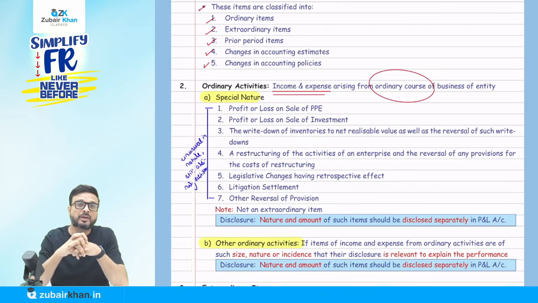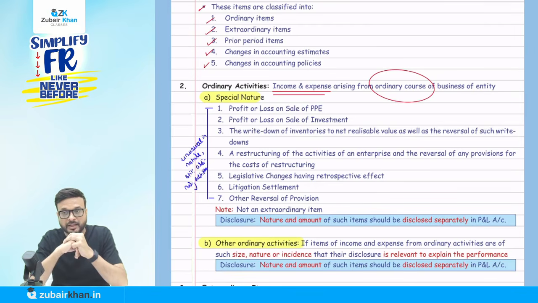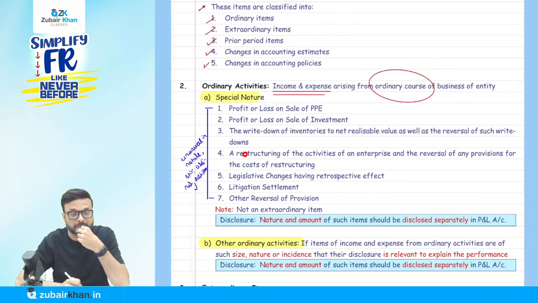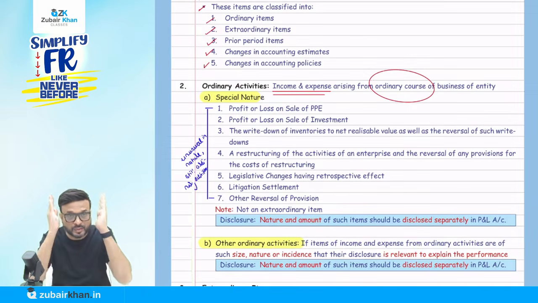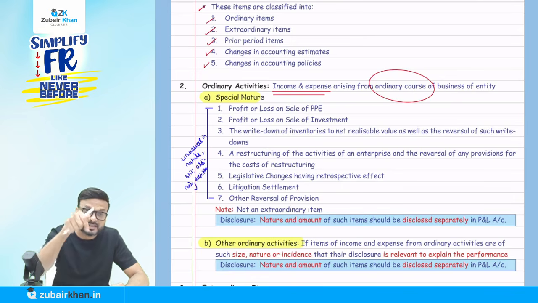So what happened in ordinary activity when I talk about point number A, special nature? Who specifies the special nature? It is specified by Accounting Standard 5 only. There are 7 items. Who mentioned these 7 items? There is no 6, no 8. Exclusively these 7 items are mentioned in Accounting Standard 5 itself.